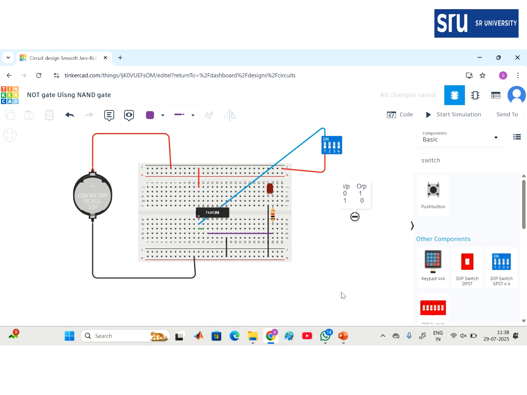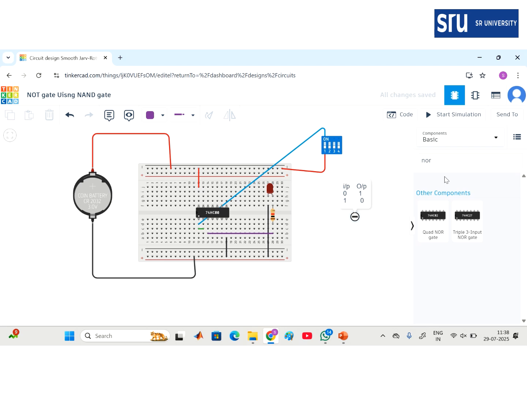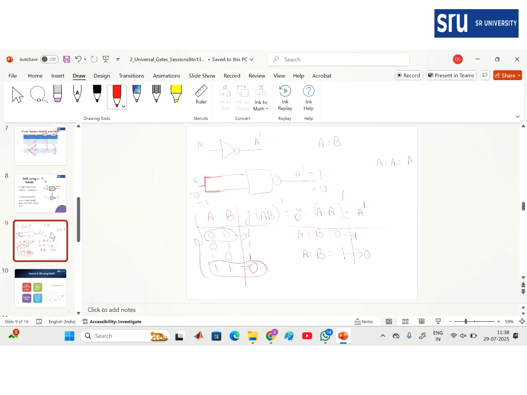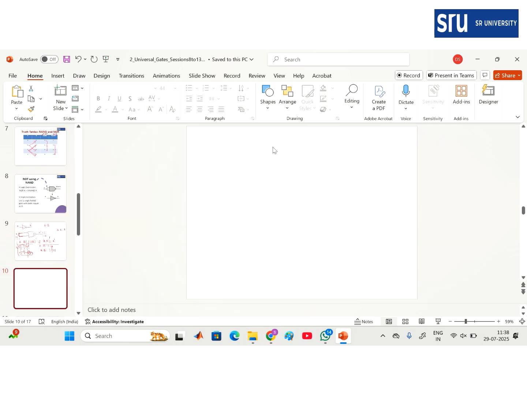Now it is the same for the NOR gate also. So firstly I will explain it with one more slide. In the same way, how to convert to a NOT gate using a NOR gate. This is a NOR gate. How many inputs does a NOR gate contain? 2 inputs. We connect it the same way as the NAND gate.